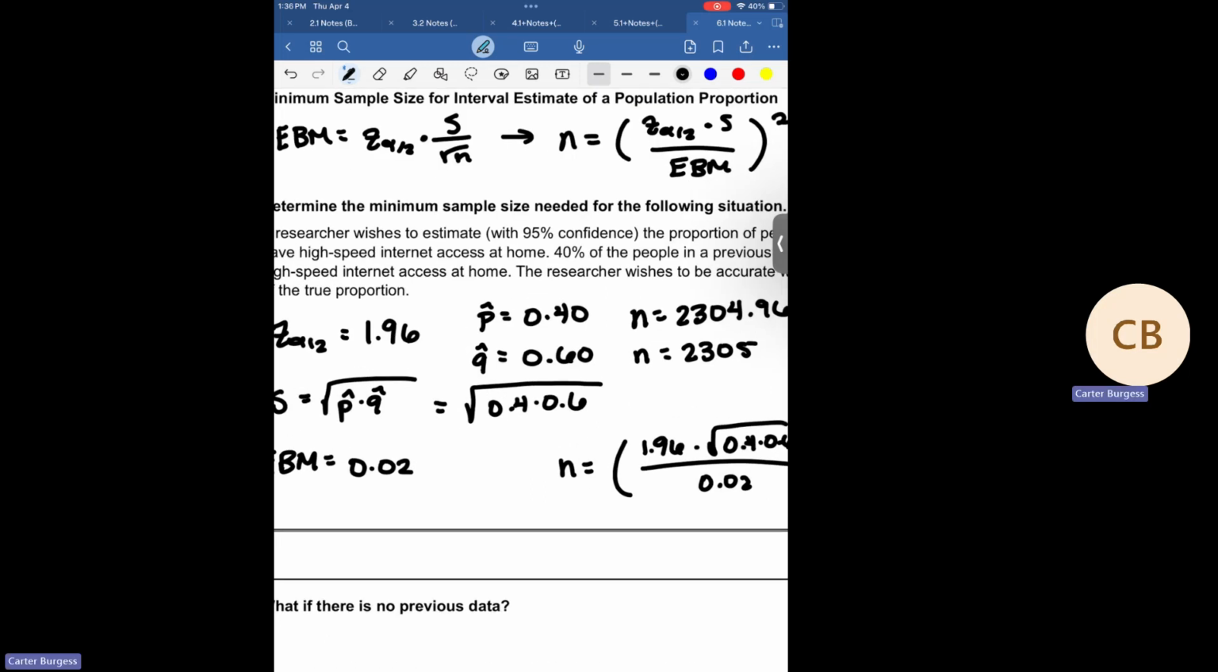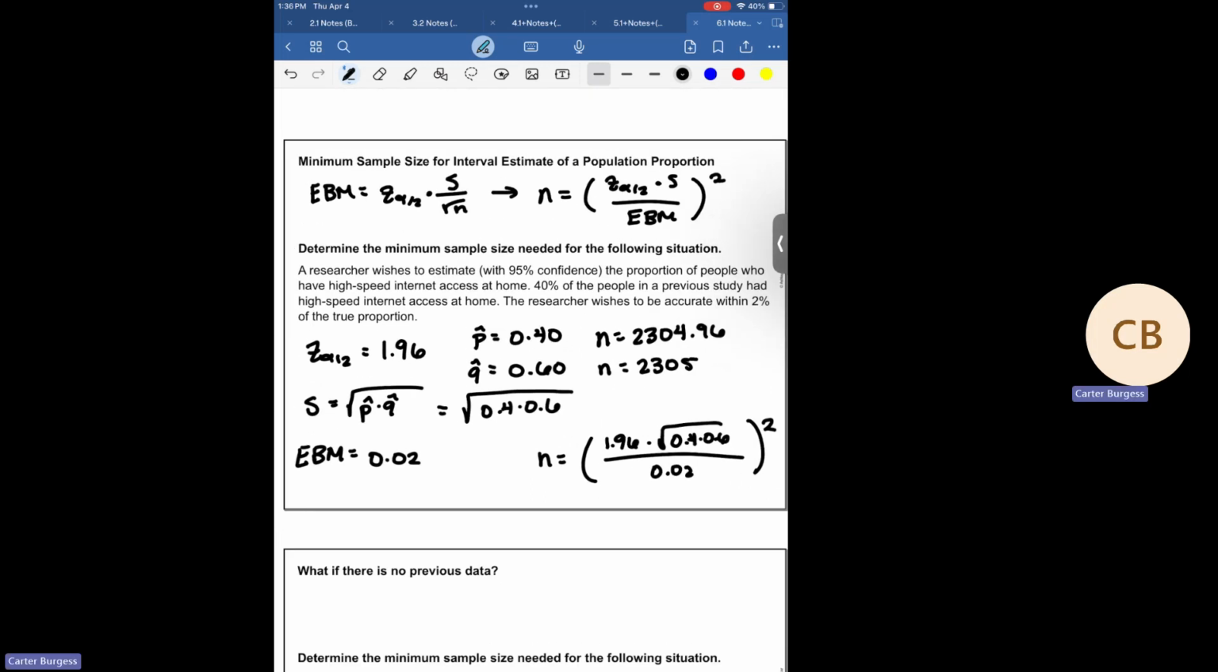So hopefully this is very reminiscent of what we were doing in 6.1, which you all did a really good job on. Questions with this first example?